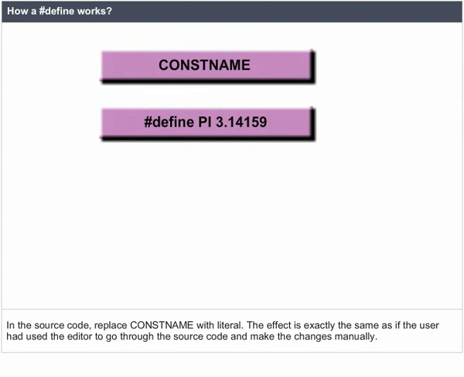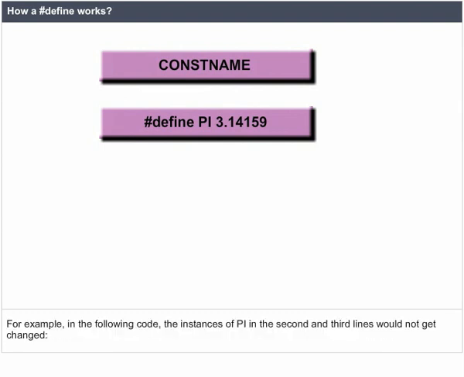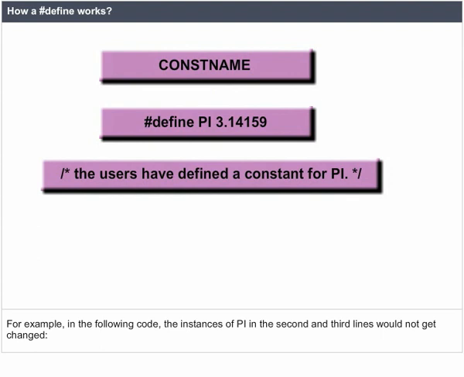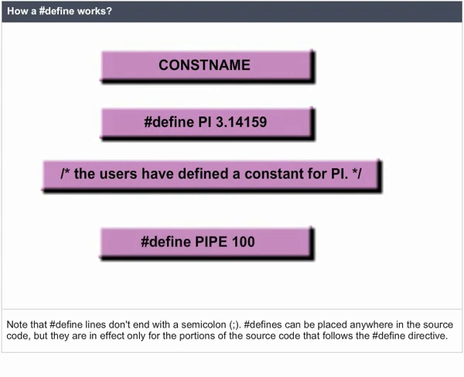For example, in the following code, the instances of PI in the second and third lines would not get changed. Note that #define lines don't end with a semicolon. #defines can be placed anywhere in the source code, but they are in effect only for the portions of the source code that follow the #define directive.